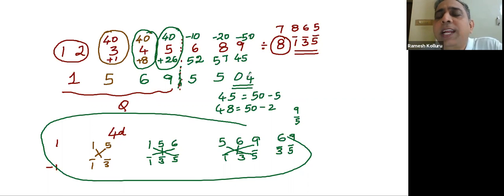The last part must be a 2-digit number. So my answer is 1569 as my quotient, and 5504 is my remainder, when the number is divided by 7865. Right?